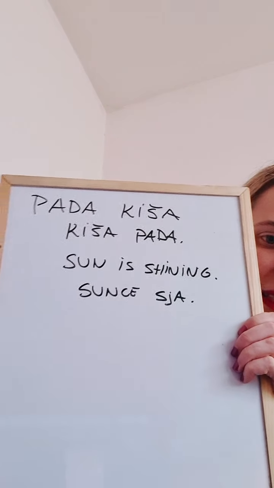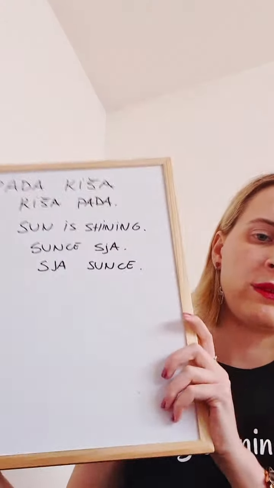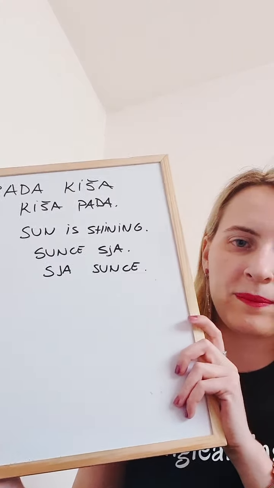Croatian is like this. But for example, if you want to say the sun is shining, I wish it were shining, but it is not currently. It is sunce sija. Sunce sija or sija sunce. So again you can say the verb in first place and the noun second, or vice versa. Okay, sunce sija, sija sunce.